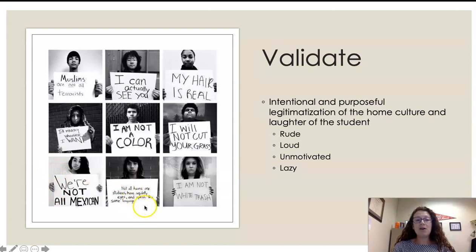This one says, not all Asians are studious, have squinty eyes, and speak the same language. So this gentleman who identifies as Asian is indicating that they don't all look the same. And this woman says, I am not white trash. So these are things that students have experienced and want teachers and others in society to understand about them. And so we as educators need to validate that whatever they're coming from is legitimate, and that we are not going to apply biases and stereotypes to our students.